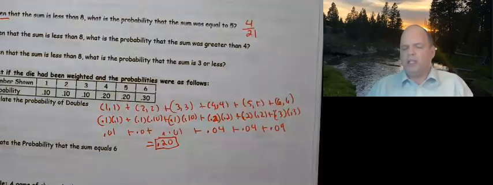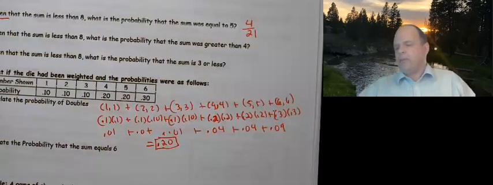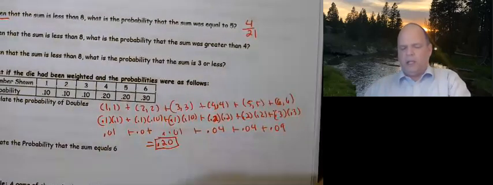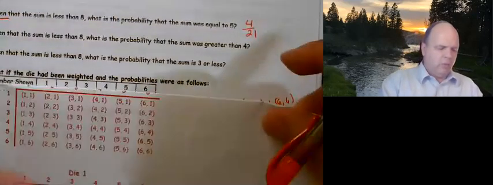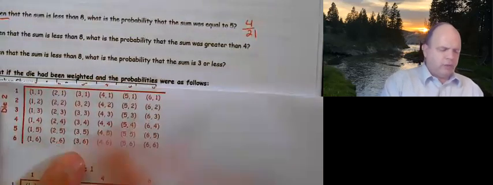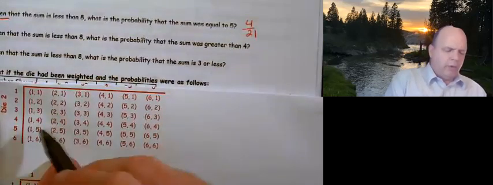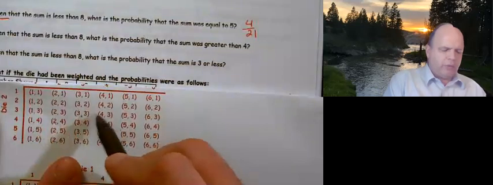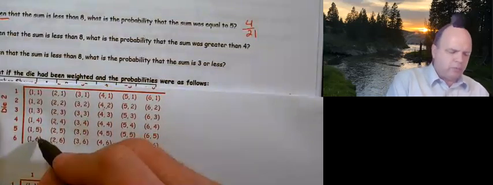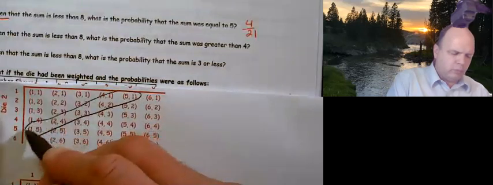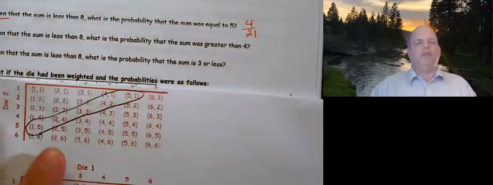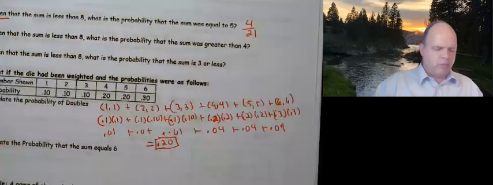Calculate the probability that the sum equals 6. My little table helps out a whole lot again. All right. So I need them to equal 6. Well, where do they equal 6? 1 plus 5, 2 plus 4, 3 plus 3, 4 plus 2, 5 plus 1. All right, those are the ones that equal 6.